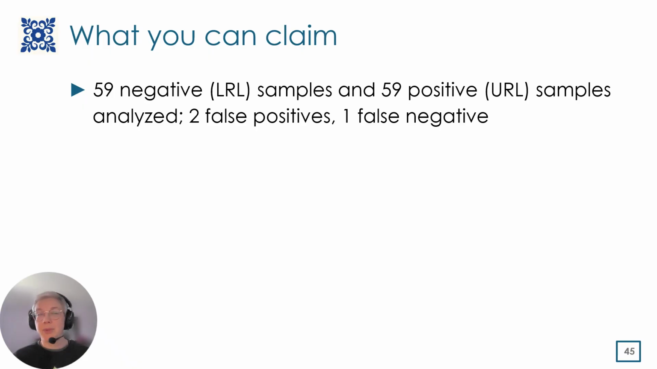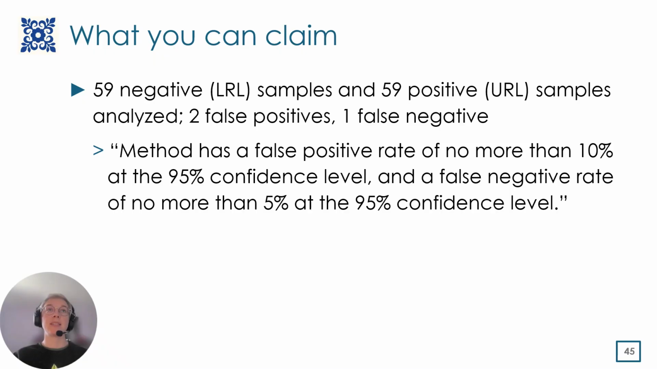Let's start again with these 59 negative samples and 59 positive samples. And let's say I have two false positives and one false negative. Well, I can say that my method has a false positive rate of no more than 10% at the 95% confidence level, and a false negative rate of no more than 5% at the 95% confidence level, right? So it's not mandatory that your false results rate be the same for positive and negative. They can be different.